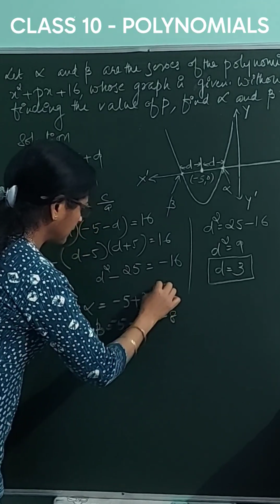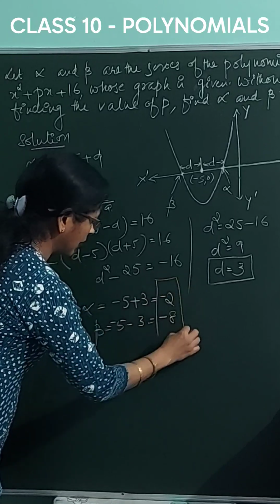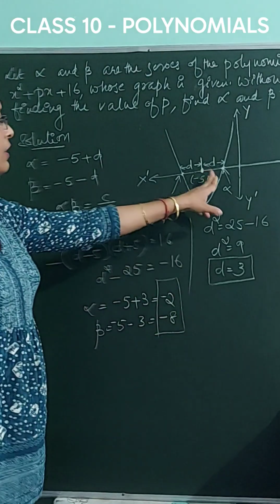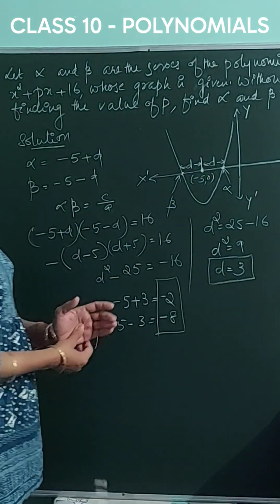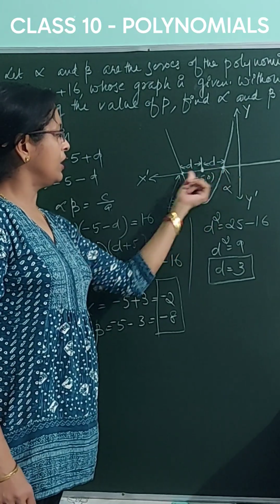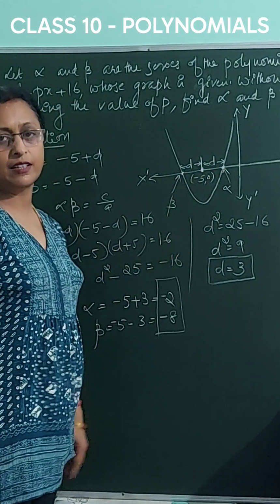So without calculating the value of p, we have got the roots from the graph itself. The concept used here is alpha and beta are the x-coordinate of the point where the graph intersects the x-axis.